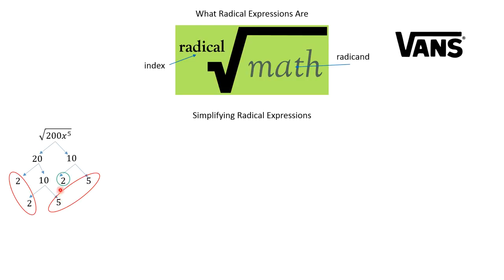And on the inside, we have this one lonely 2 here. Notice we're not looking at the 10s or the 20. It's only the stuff at the bottom of the factor tree. So we have a 10 on the outside and a 2 on the inside. And then we can look at our variables.